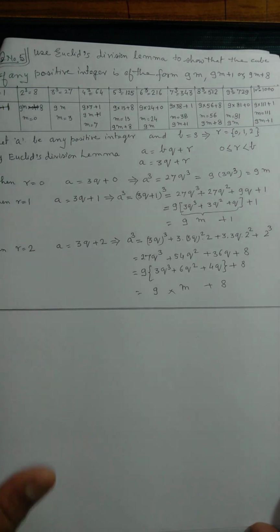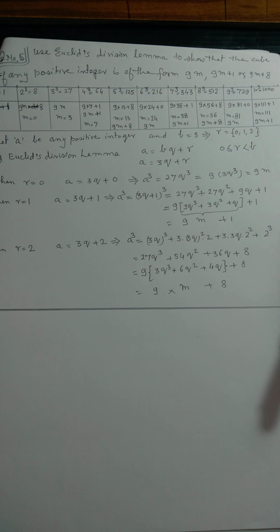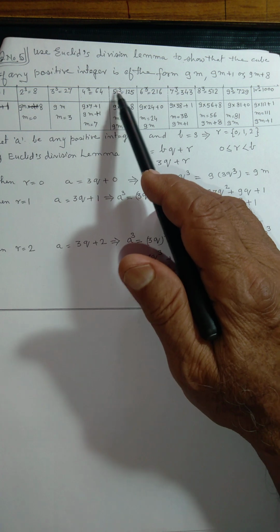Now question number 5. Use Euclid division lemma to show that the cube of any positive integer is of the form 9m, 9m plus 1 or 9m plus 8. I repeat the question again. Use the Euclid division lemma to show that the cube of any positive integer is of the form 9m, 9m plus 1 or 9m plus 8. The question is already written here also.